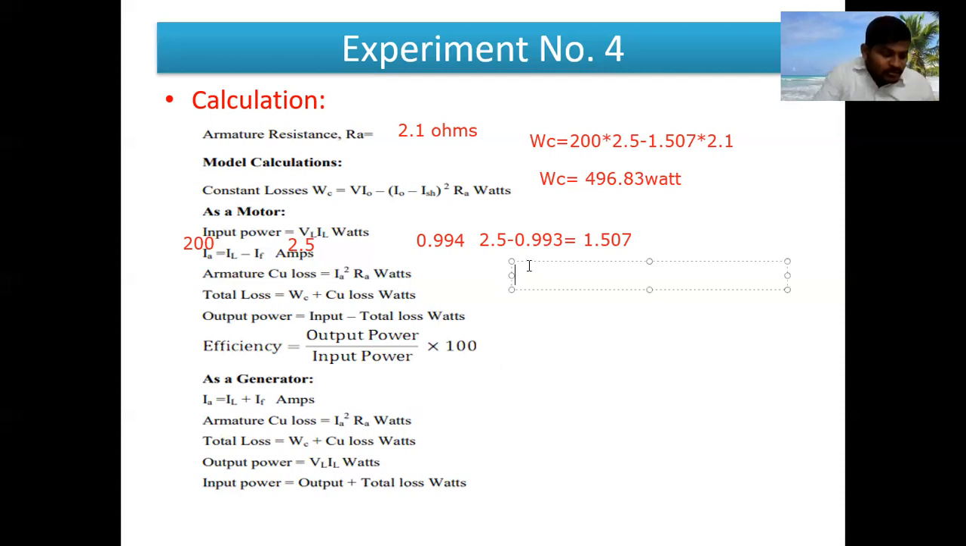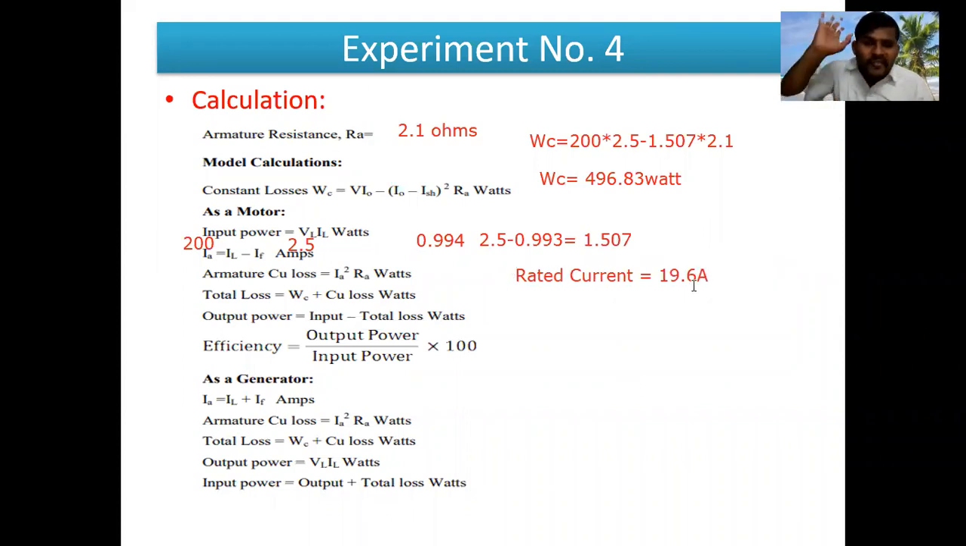रेटेड करंट ऑफ द मोटर 19.6. Okay, rated current of the motor is equal to 19.6 ampere. Now I will assume a 25% load. मी 25% load motor वरती आहे असं assume करू. All of you take 4 readings: one reading at 25%, one at 50%, one at 75%, and one at 100%, and calculate the efficiency.